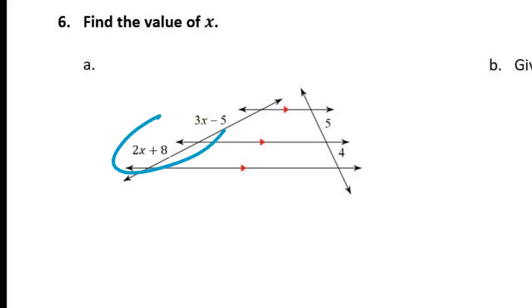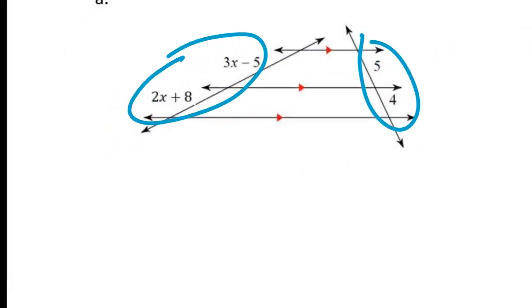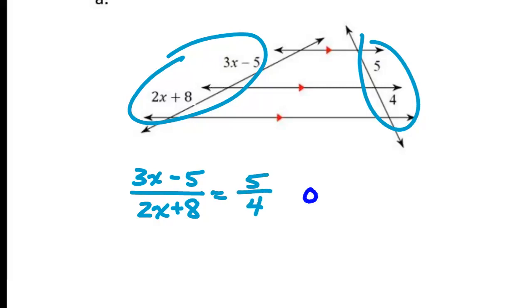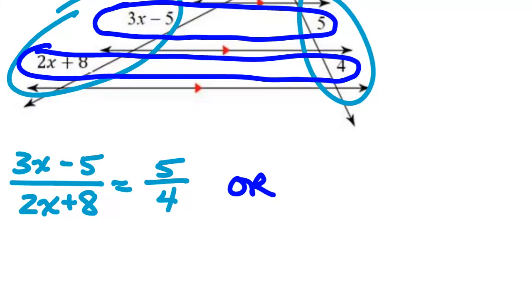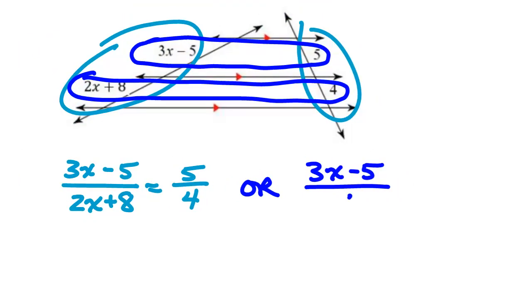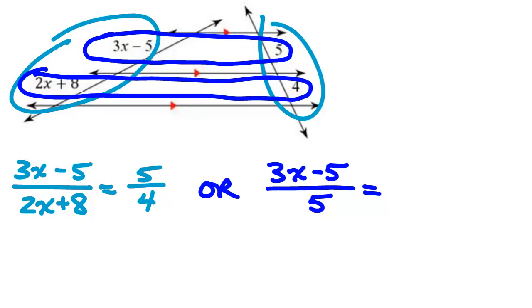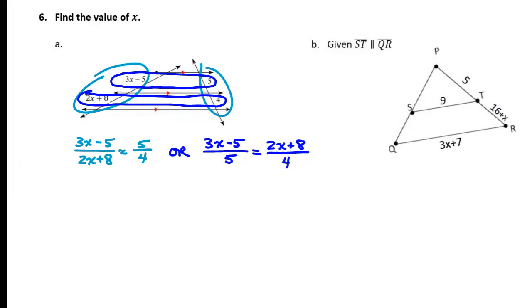So I can either stay on the same side of each of these, and I can set that up as 3x minus 5 over 2x plus 8 equals 5 over 4. Or you can stay between the same 2 parallel lines and set your fractions up that way. If you set it up like that, you would have 3x minus 5 over 5 equals 2x plus 8 over 4. Either one of those would be fine.